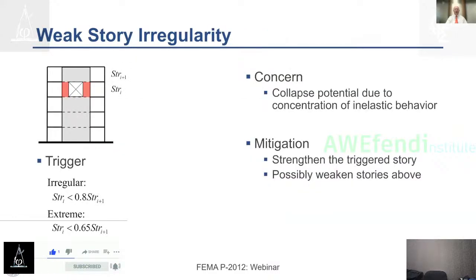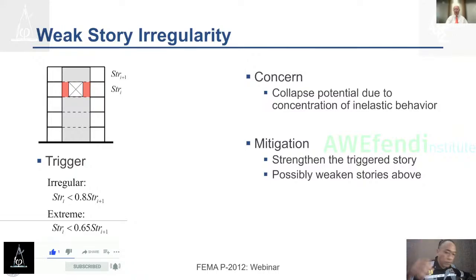So let's talk about our irregularities. The document P2012 gives a lot more detail on the strength calculations and the stiffness calculations, and those are necessary to do the metrics. If we have a weak story irregularity, we need to be comparing story strengths. The concern is that at the weak story, we could get inelastic response that is concentrated and the system could collapse. So then we need to think about what to do.